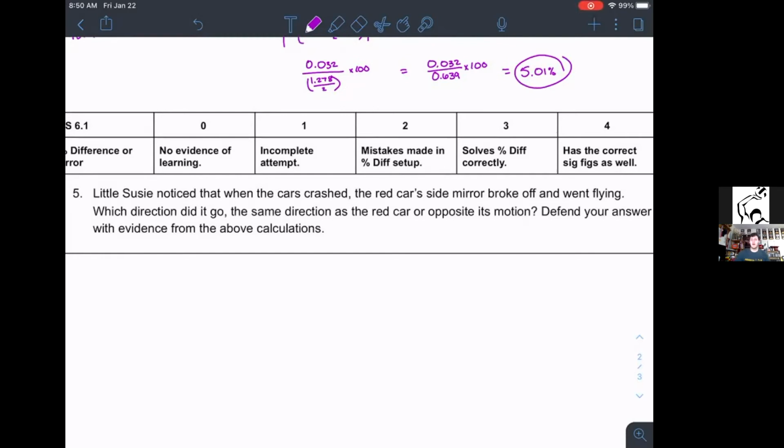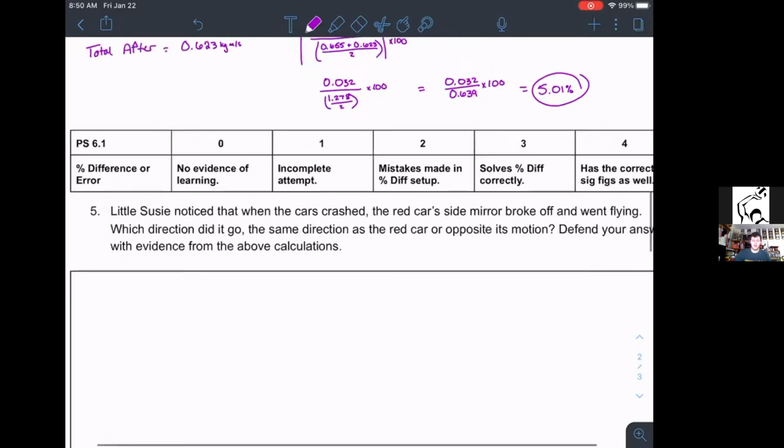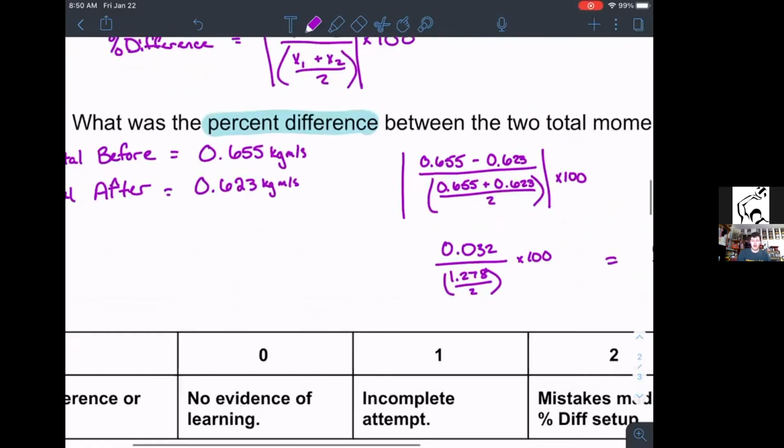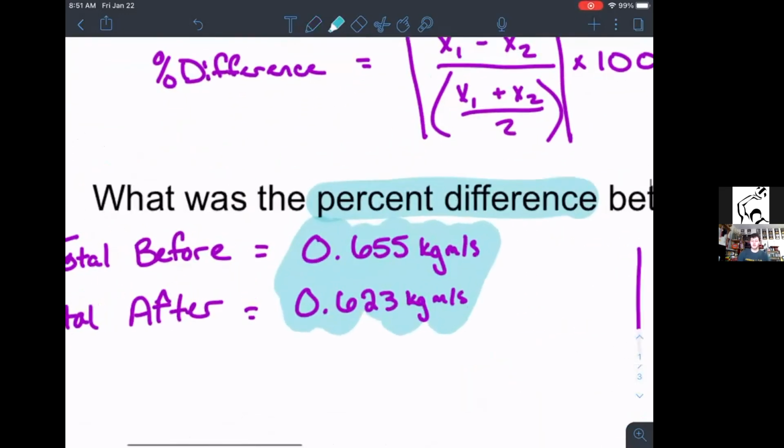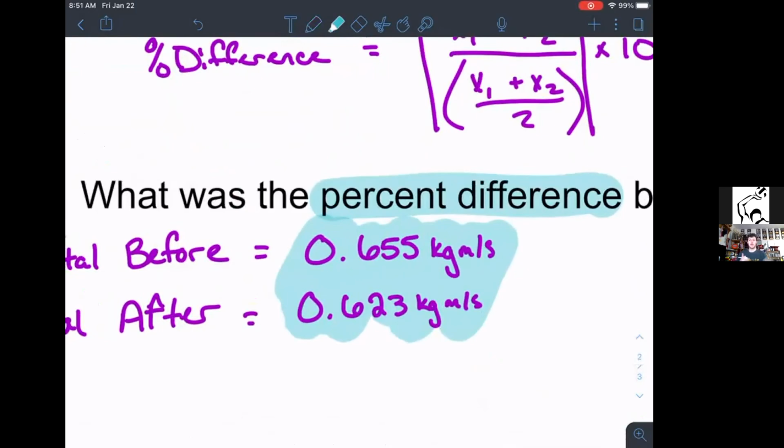So when we're looking at this, the biggest part that I would have noticed is this section right here: the fact that because we have this percent difference, it's not 0. That means there's a change in our momentum. And if we look, our momentums aren't the exact same in this problem.